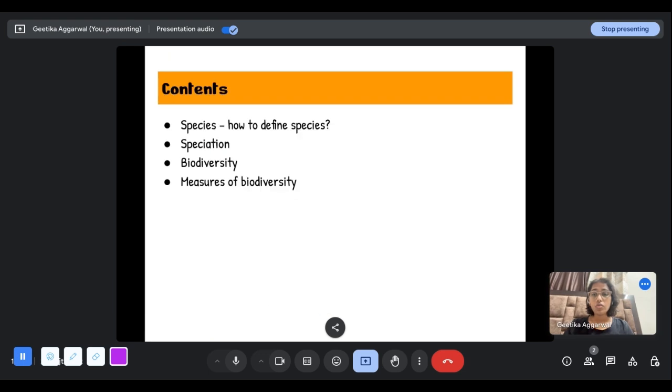Okay. So, first of all, coming to the contents of this week, what was covered was mostly about species and how you define species, what is speciation, what is biodiversity, and how you measure different types of biodiversity, and how you calculate or quantitatively measure biodiversity of these different types.